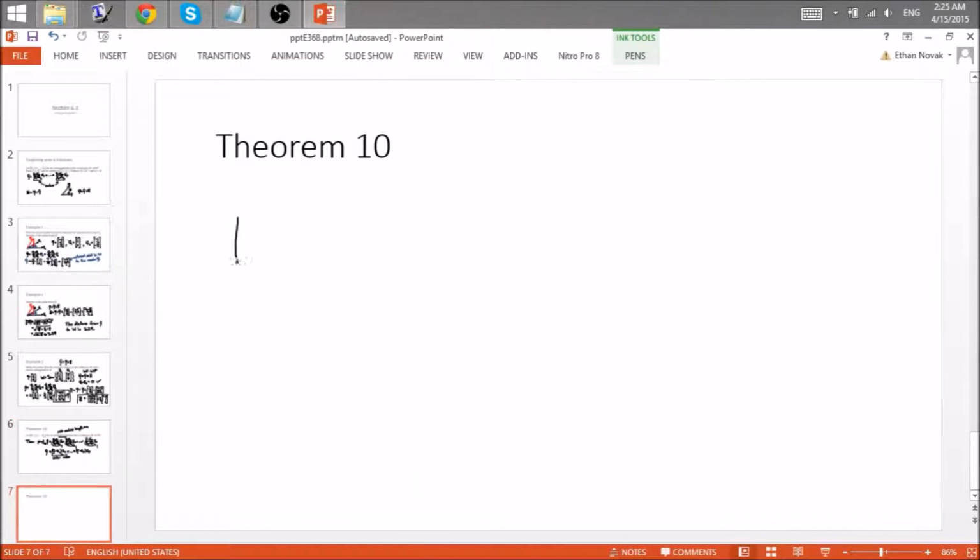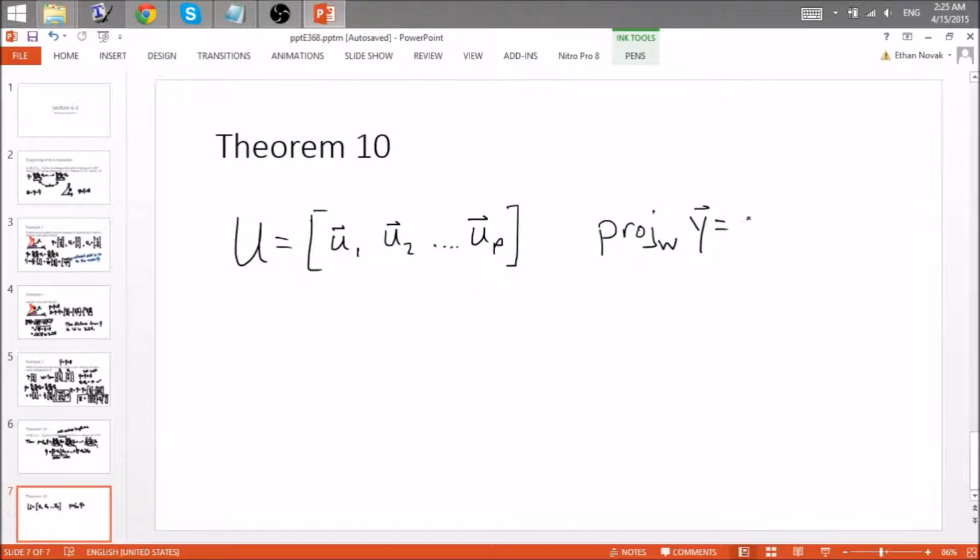Now we will use capital U to denote the matrix formed with column vectors u1, u2, and so on through up. If this is the case, then the projection of a vector y onto the subspace W spanned by the vectors u1 through up, where u1 through up forms an orthonormal basis, is now U times U transpose times y. This is a very nice expression. Let's see where it comes from. So let's first write U times U transpose times y, and let's look at this first part. So this is U times the matrix U transpose times y.